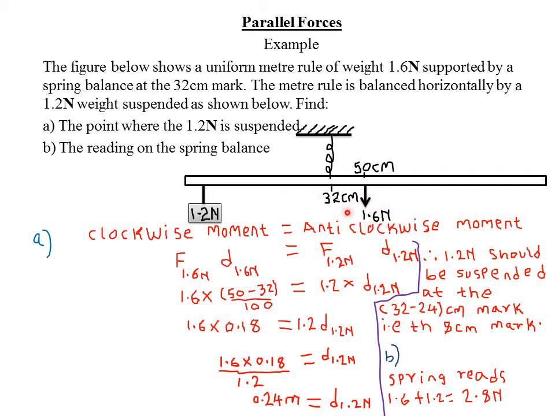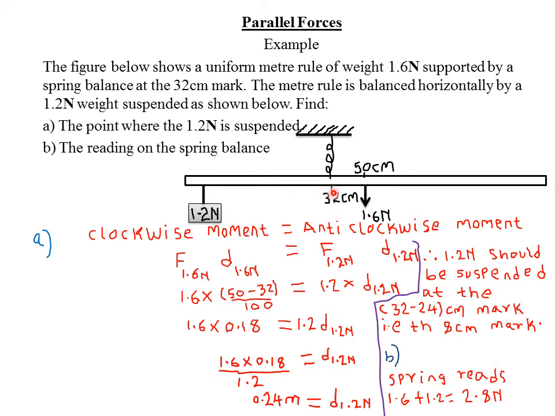So the clockwise moment is provided by one force, which is the 1.6 Newton, so its moment will actually be 1.6 Newton times its perpendicular distance, that is from the pivot or the spring which is acting as our pivot. So the perpendicular distance of this 1.6 Newton force from the pivot will be 50 minus 32, because the weight is suspended at the 50 centimeter mark, while the spring is suspended at the 32 centimeter mark. So to find the perpendicular distance from the pivot or the spring to the line of action of the 1.6 Newton force, we will simply take 50 centimeters minus 32 centimeters.